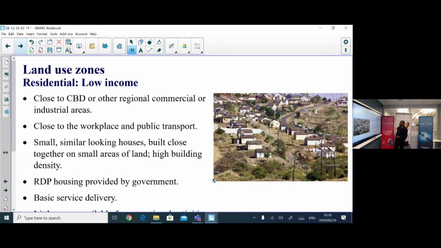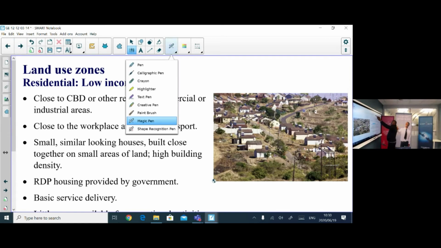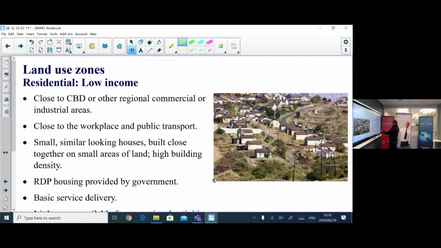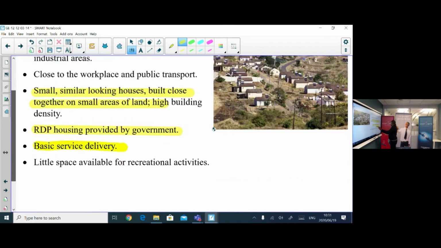The low income zone is close to CBD or other regional commercial or industrial areas, close to the workplace and public transport. They are small, similar looking houses built close together on small areas of land, and we are well accustomed to the RDP housing. So this is actually an example of low income houses. Basic service delivery is there. And then we have little space available for recreation activities.